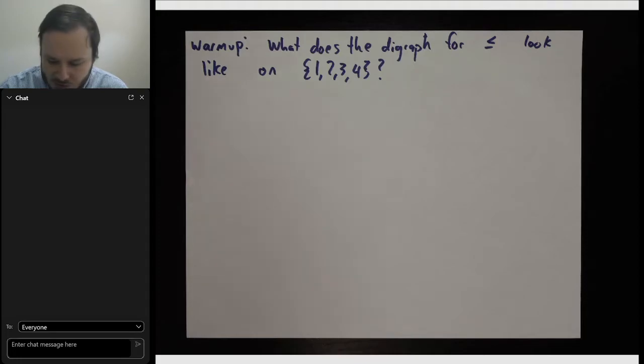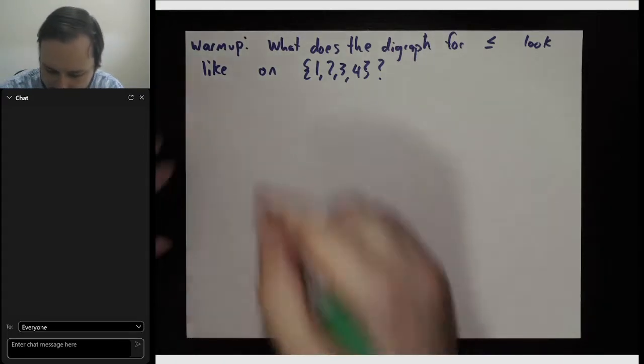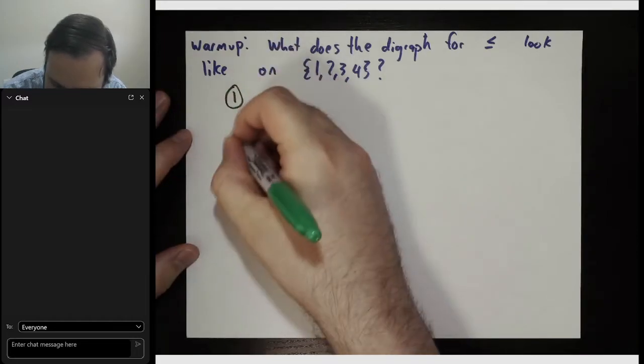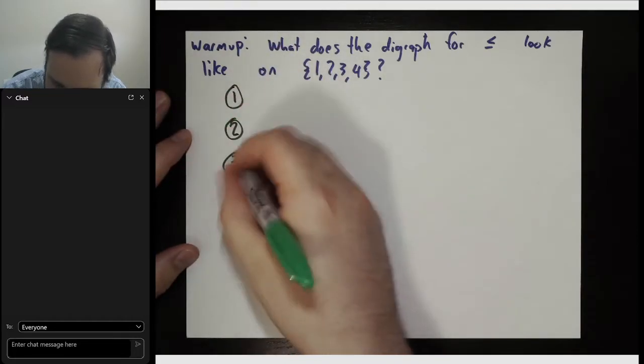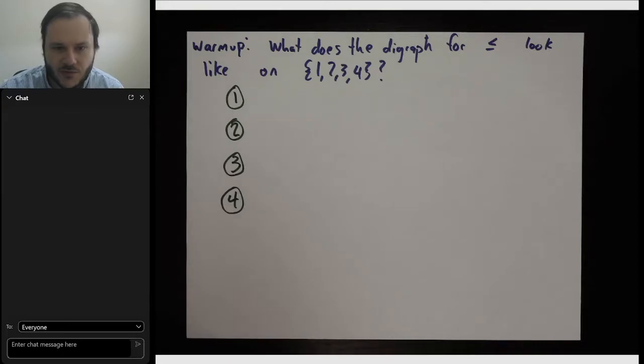We have a warm-up question here to think about. I've got the set 1, 2, 3, 4, and I want to look at the less than or equal to relation and take a look at that digraph. So I'll take out a marker. There we go. Got 1, 2, 3, 4. And I want to draw an arrow from A to B if the coordinate pair AB is in the relation.